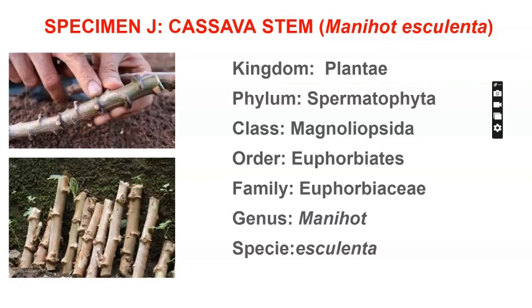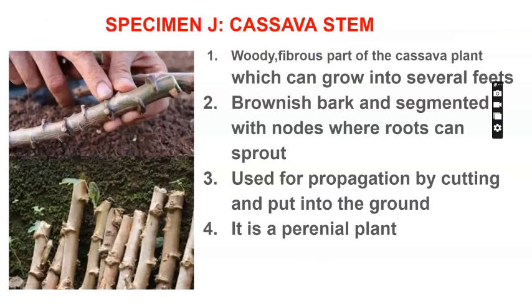Next is the specimen J. Specimen J is a cassava stem known as the Manihot esculenta. Here is also the classification of Manihot esculenta. In case you are asked for it, please do well to get yourself familiarized with it. Then let us describe the cassava stem. This is a typical look of what a cassava stem is.